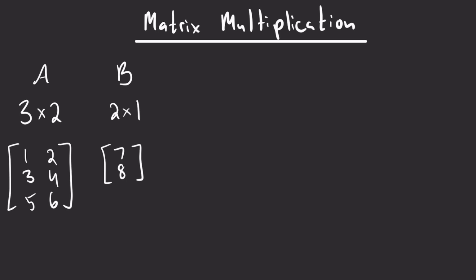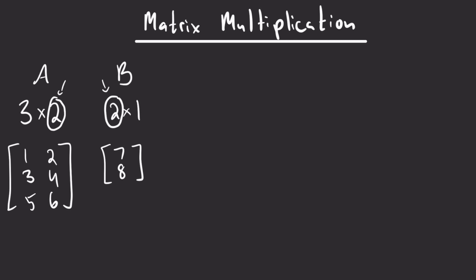The precondition to be able to multiply two matrices is that the number of columns of the first matrix has to be the same as the number of rows of the second matrix. So in this case, that works. If these numbers were not the same, this one and this one, we wouldn't be able to multiply them together.